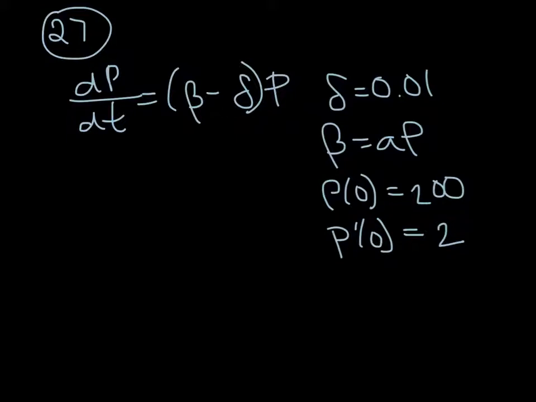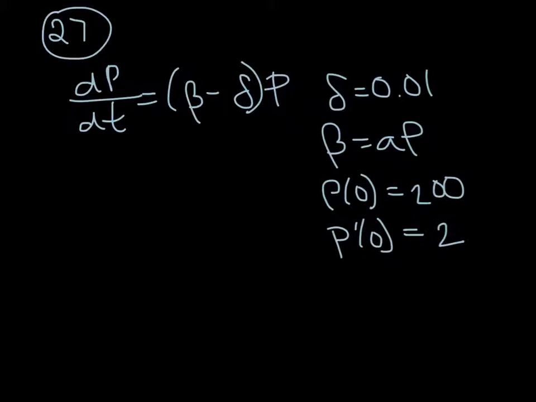And let's see, other information. So P of 0 is 200. P prime of 0 is equal to 2. So there are two questions. Part A is when is P 1000? And part B is when does doomsday occur?